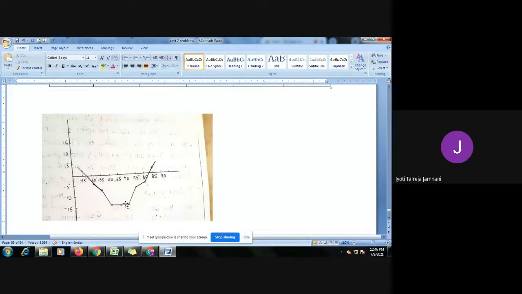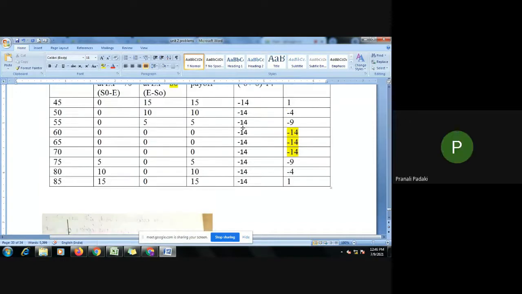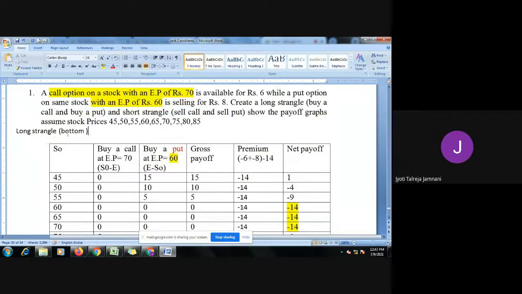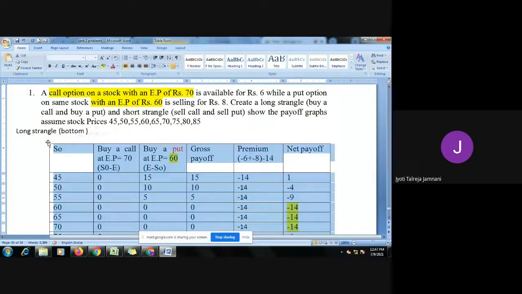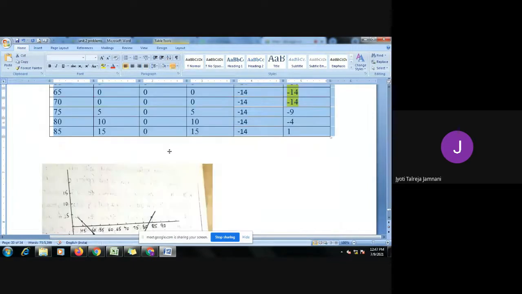14, 65 minus 14, 70 minus 14. At 75 you again have minus 9, at 80 you have minus 4, and at 85 you again go to plus 1. So if we join these dots, we get the graph of a long strangle. Is that clear? Any doubts with this graph? No, ma'am. Similarly, we have to do the same question for a short strangle.